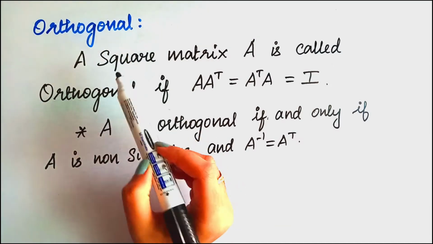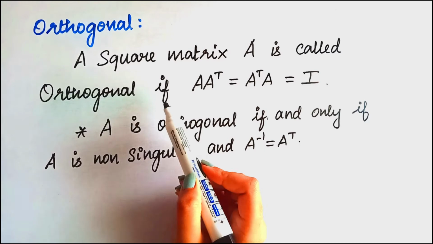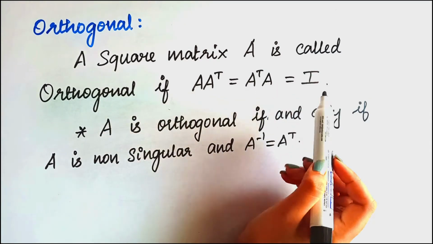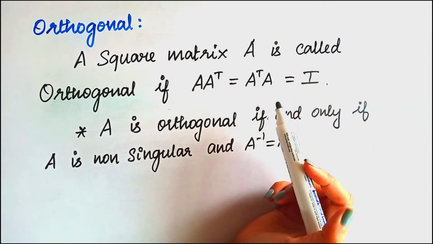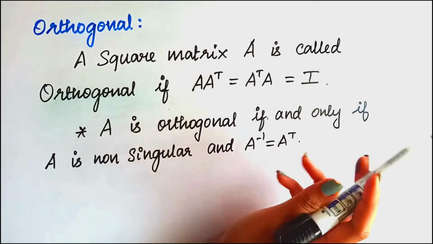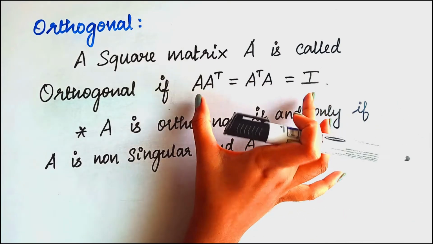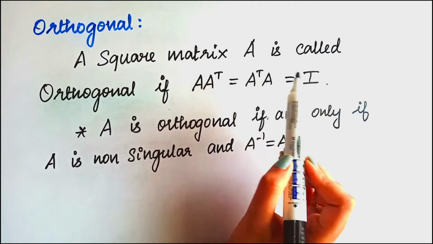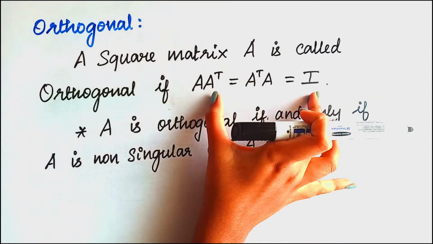First, orthogonal. A square matrix A is called orthogonal if A into A transpose is equal to A transpose into A is equal to I. Okay, so this is a common definition for orthogonal and inverse. So here instead of inverse we have a transpose symbol. Okay, so this is the definition of orthogonal, so you have to keep this in mind, which is A into A transpose is equal to either A into A transpose or A transpose into A will be equal to I. So this is the meaning of this.